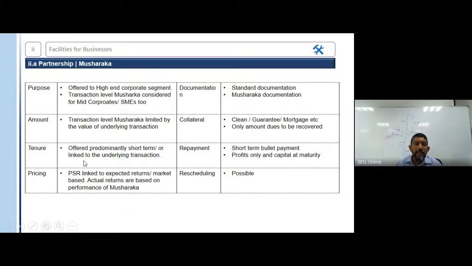Tenure is normally short term and linked to the underlying transaction, because a very long term Musharaka becomes a little difficult for calculating profit and losses and all that. So generally it tends to be short term, but it can be offered for long term. But generally, in practice, it tends to be short term.